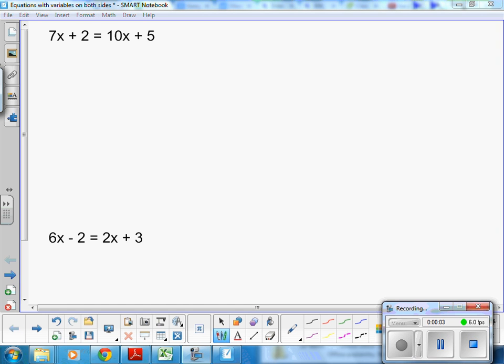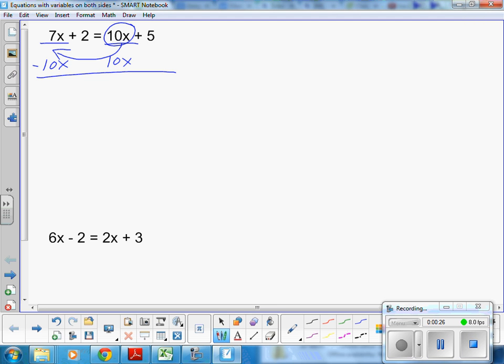All right, equations with variables on both sides. We have a 7x on my left side of my equal sign, and I have a 10x on the right side of my equal sign. I am going to get rid of my 10x by moving it over here. To do that, I subtract. I'm going to subtract 10x, and I do it on both sides.